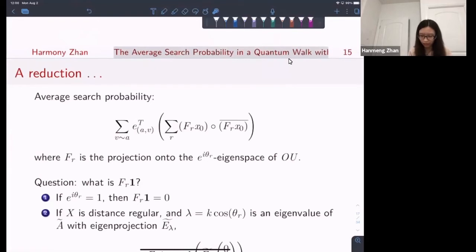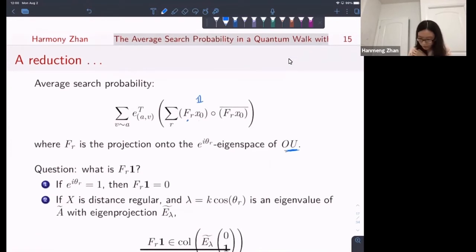So just to remind you, this is the formula. X naught is just a scalar multiple of the all ones vector. So we're taking basically a column sum of the matrix. And this F_R is the projection onto the R eigenspace of the transition matrix. So you see that to compute this quantity, everything boils down to the row sum of F_R 1. So what is this equal to?